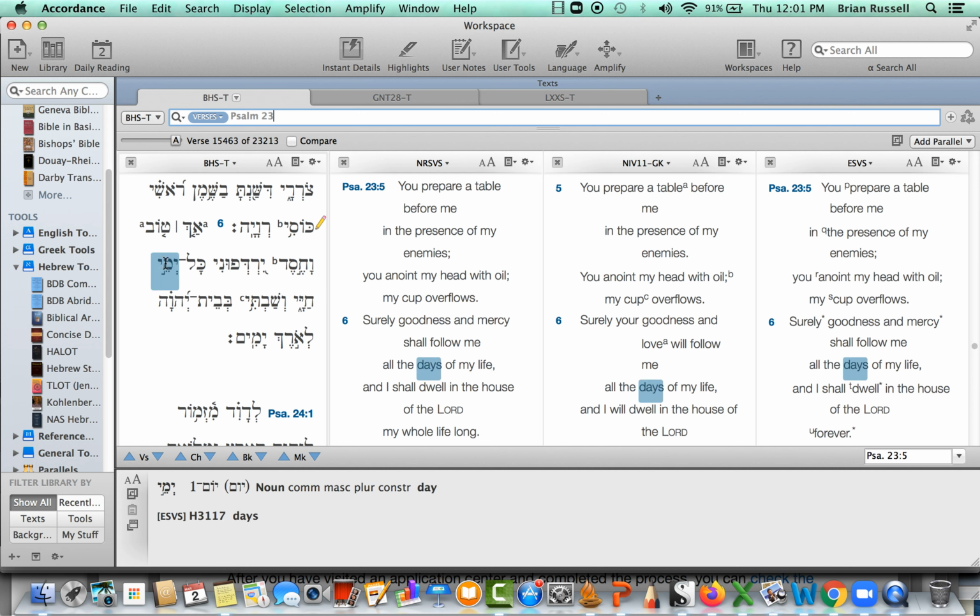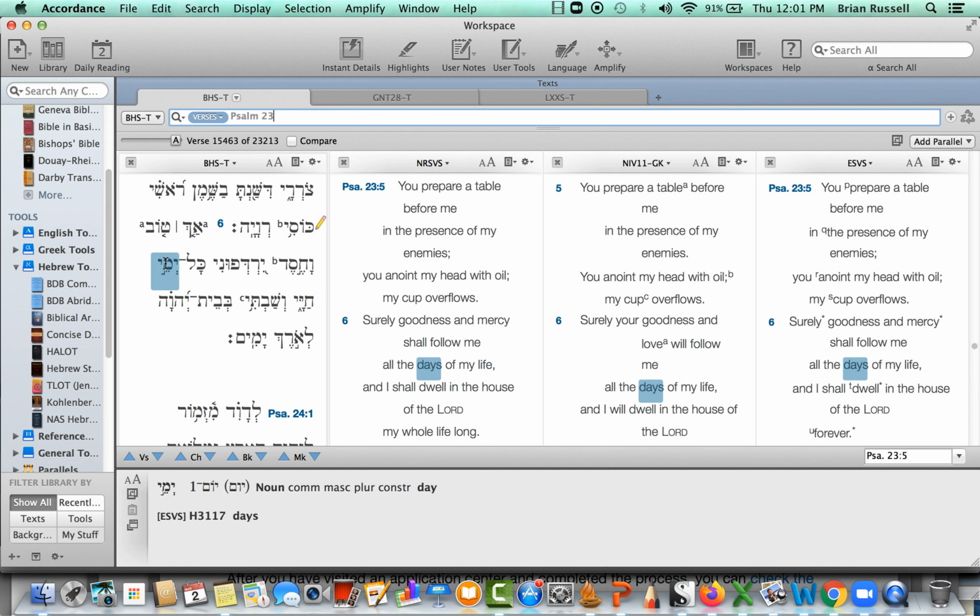Let's do days first. How does days relate back to all? So how does yameh relate back to kol? Go to genitive 2.2. Now this isn't possessive in this case. This is a way of modifying the word all, or limiting. We're not talking about all as in everything. We're talking about all days. So that gives us the measure. This genitive marks the type of the thing measured. So this is all of the days of my life.